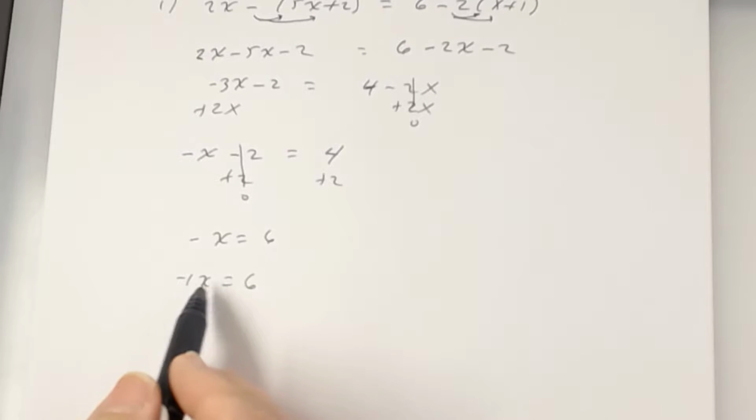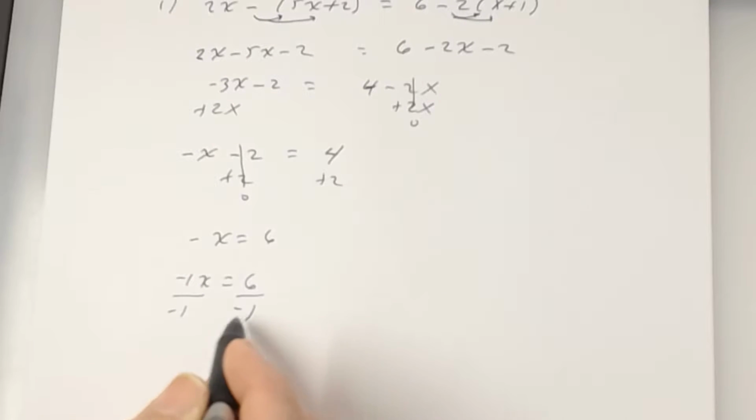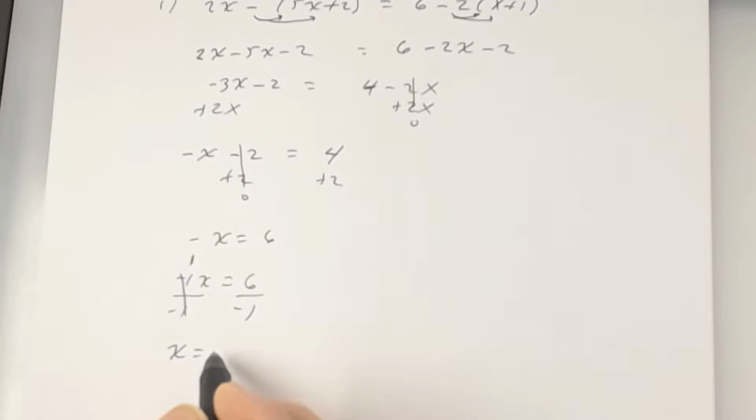Right now, I'm multiplying, right? x times negative 1. What's the opposite of multiplying by negative 1? Divide by negative 1. And so negative 1 divided by negative 1 is 1. 1 times x is x. So what does x equal? Negative 6.